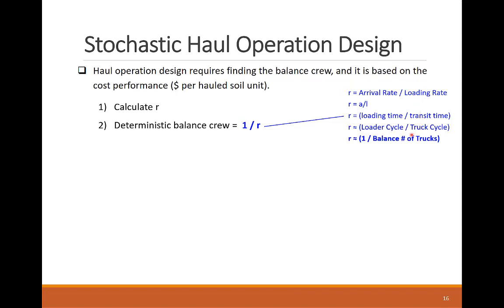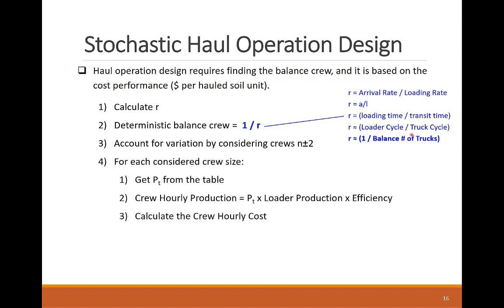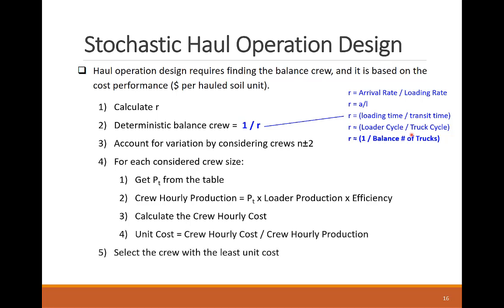Next, we account for time variability by considering the crews around the balance point with 2 trucks more or less. For each crew size now around the balance point, we will need to calculate PT, the production rate, crew hourly cost, and unit cost. Finally, select the crew composition that provides the least unit cost.